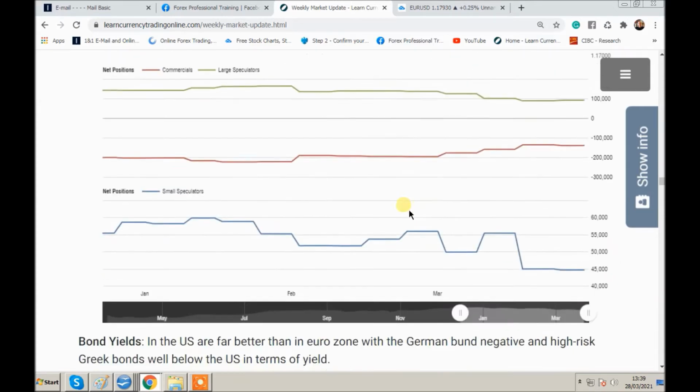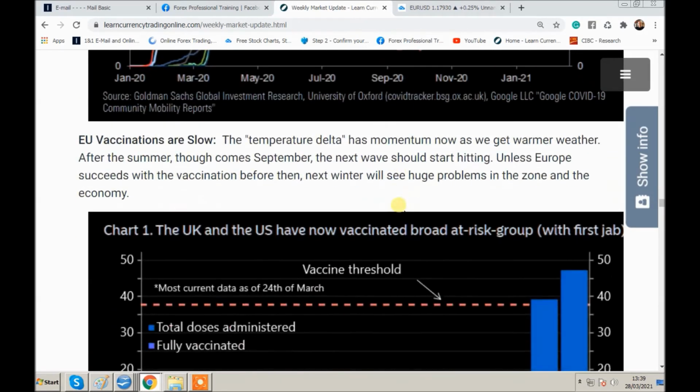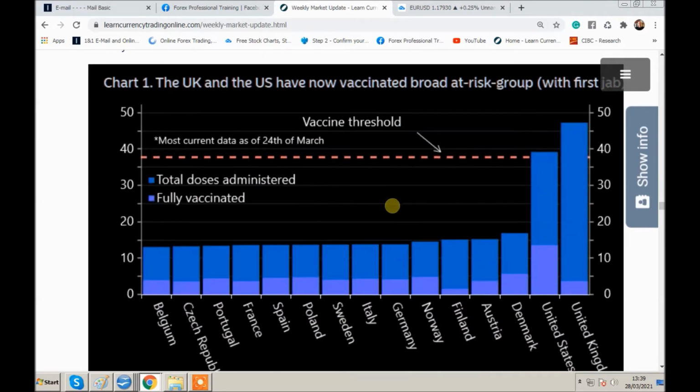I want to go now to my last chart before we go look at some levels of entry, stop and target. This is basically vaccinations, and if we look at COVID, it's having a massive impact in the Eurozone. They've totally messed up their vaccinations, and you can see the Eurozone nations down here. The US is doing considerably better, and the UK is out in front. Okay, they've got to get their vaccinations together pretty quickly.